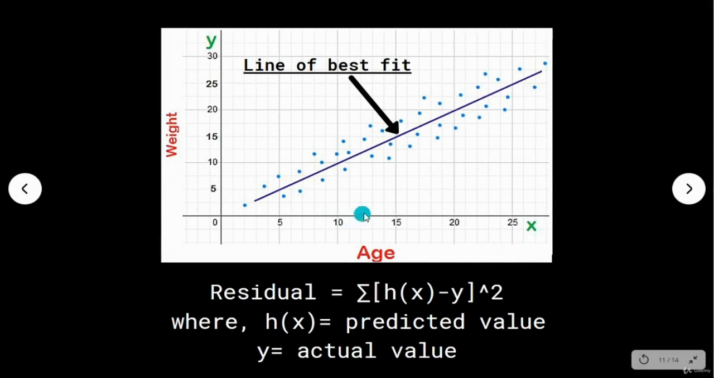The blue line, which is separating the points, is our line of best fit, which gives a clear indication of the exact difference between the original values and the predicted values. For calculating the distance between the line and the points, we need the following formula of the residual, where h(x) is the predicted value and y is the actual value.